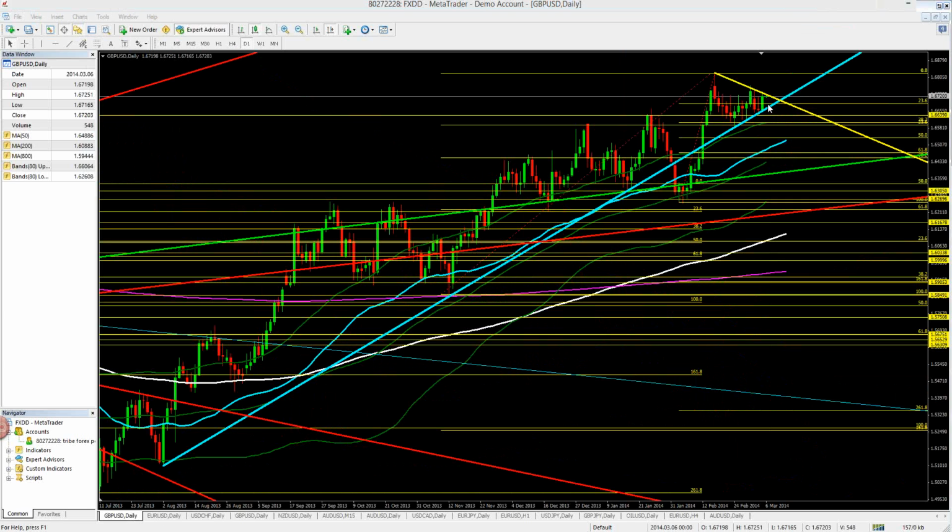Now, what do I expect to happen here? I do not expect the same consolidation that we've been seeing in the next couple of days. I'm expecting some form of a breakout. Do I know when that breakout's going to come?